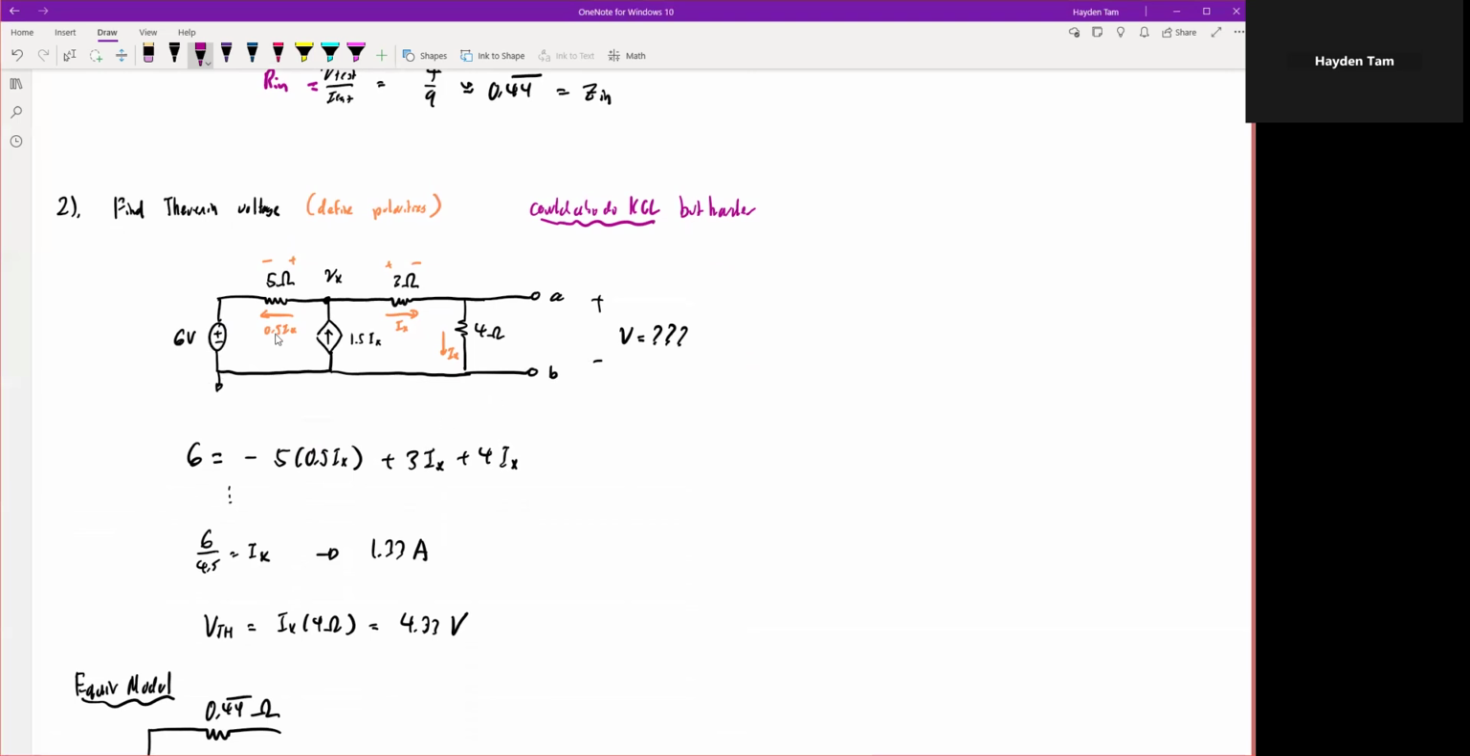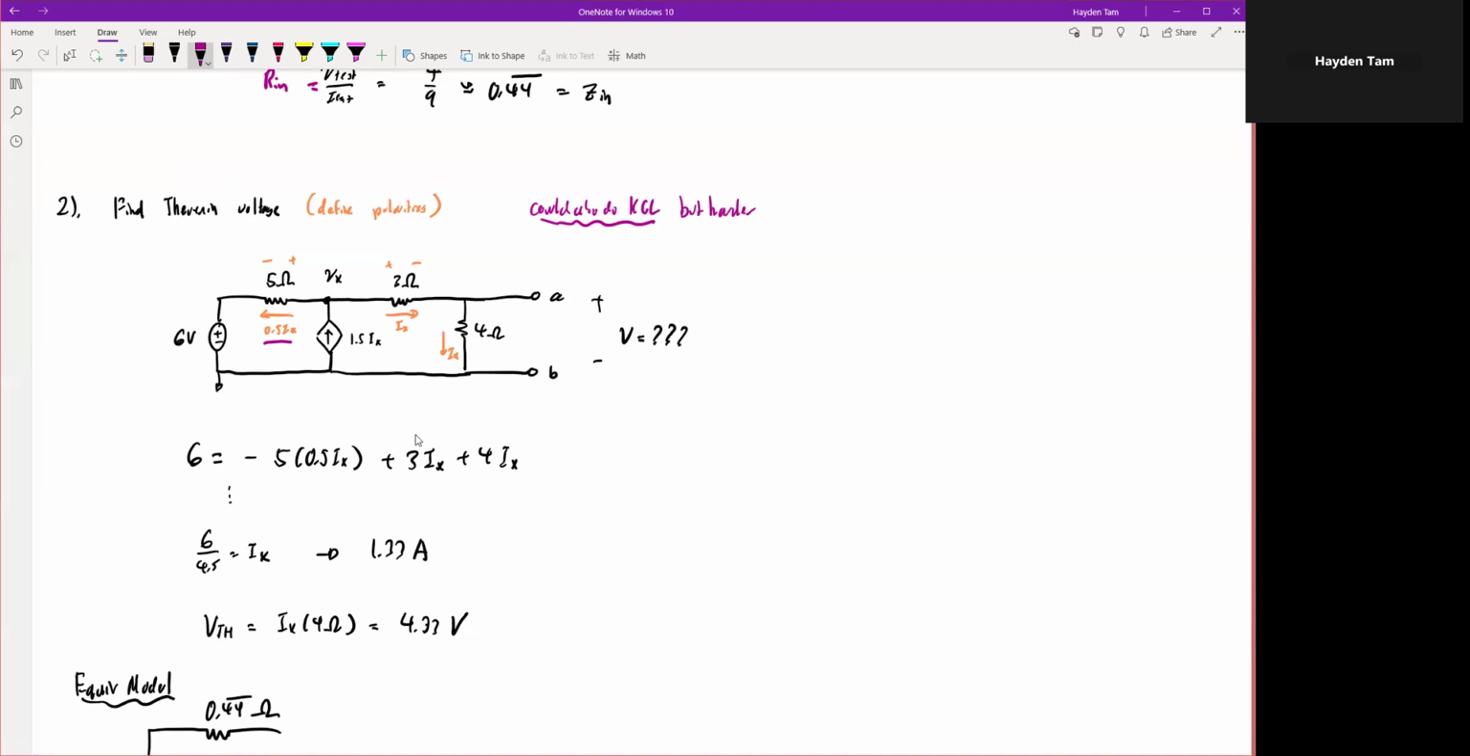So you do KVL on it. You have 6 volts is equal to -5 times 0.5 Ix, because again, we have 0.5 Ix flowing this way. And remember to define your polarity, right? Your current is going this way, so therefore your plus is here, your minus is here. So that's why your KVL is 6 equals -5 times 0.5 Ix plus 3 Ix, because that's the current flowing through here, plus 4 Ix, because this is 4, and then this is open circuit here. So Ix is going in this way, right? And then if you go through the math, you get 1.33 amps.